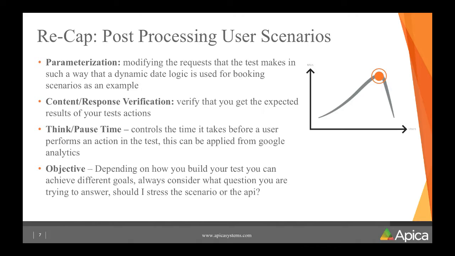So last time we spoke about parameterization, which is modifying a request so it works in the future, so that it actually acts as it should. It can be a dynamic date, it can be extracting a username for later use, or simply changing the host name.